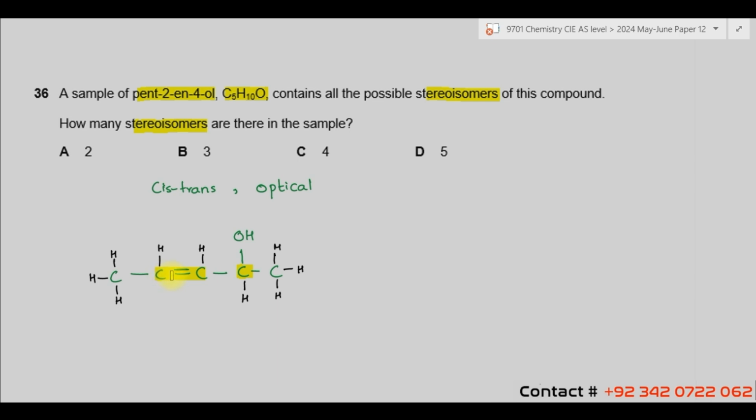Alright, so let's see whether this shows cis trans isomerism or not. With each double bonded carbon, we have 2 different groups. So yes, it shows cis trans, and it shows optical. So according to the formula 2^n, we have cis trans as well as optical. So 2 raised to the power 2 equals 4 isomers. So in total, there will be 4 stereoisomers combined.